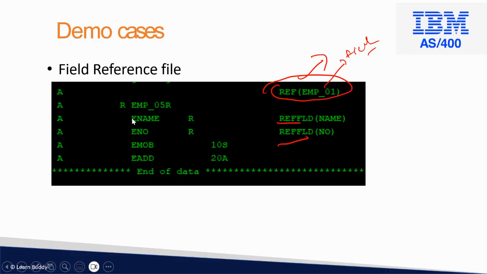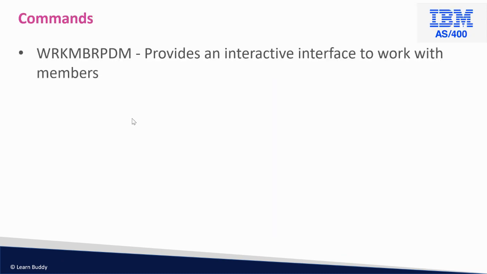So this is a field reference file. A field reference file basically has the common fields for your application. If you want to use those fields, at the file level you can use the REF keyword to tell which file you want to refer to, and REFFLD tells which field you want to refer to from that file.